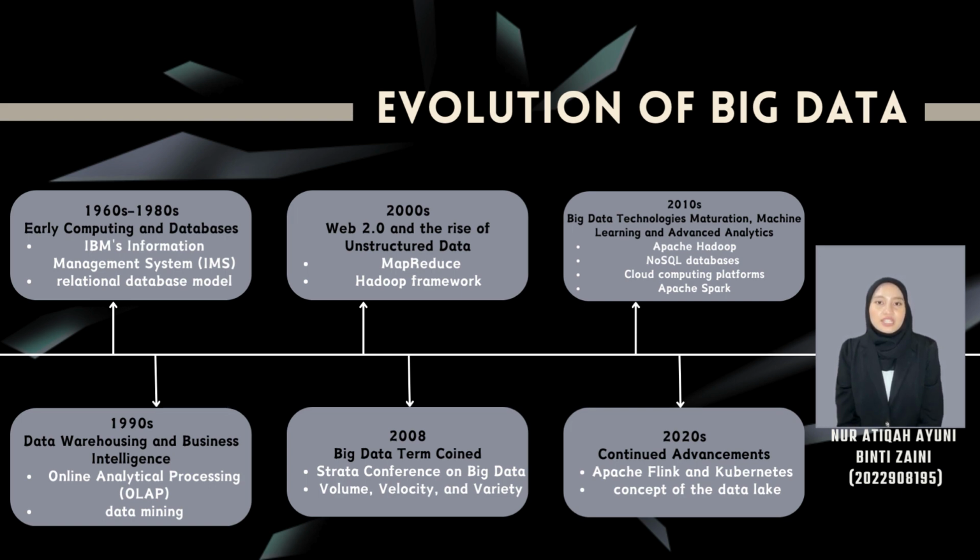The integration of machine learning and advanced analytics with big data allows organizations to derive meaningful insights and predictions from large data sets. Technologies like Apache Spark, designed for in-memory data processing, gained popularity for faster analytics. Big data continues to evolve in 2020 with advancements in technology like Apache Flink for real-time stream processing and Kubernetes for container orchestration. The concept of the data lake, a centralized repository for storing structured and unstructured data at any scale, gained traction.